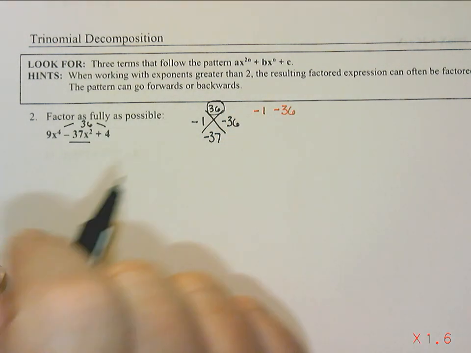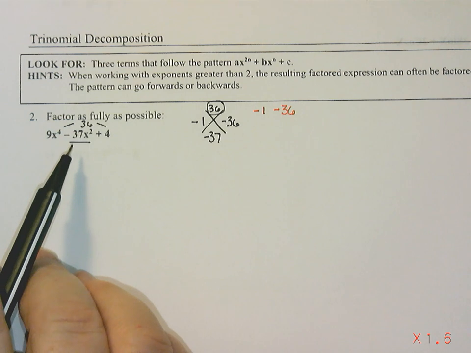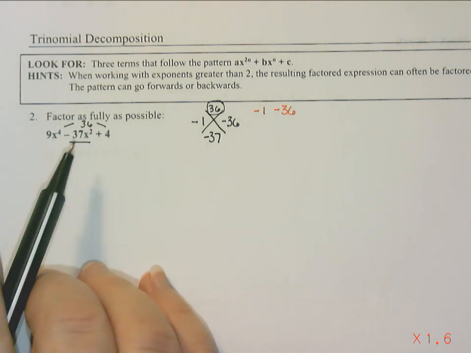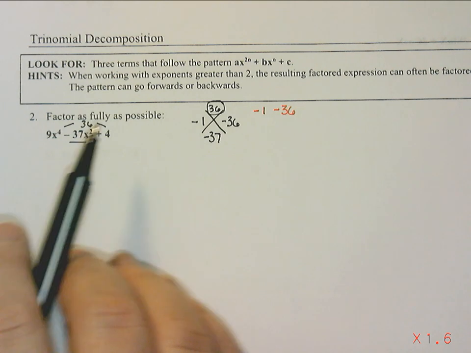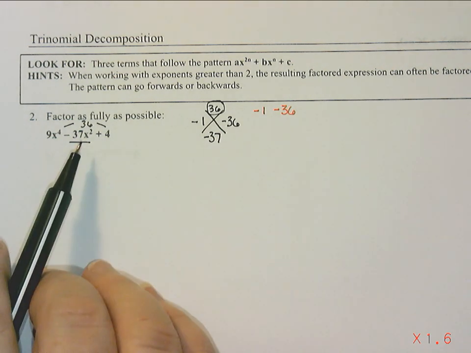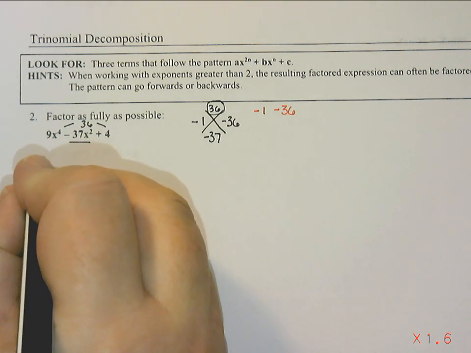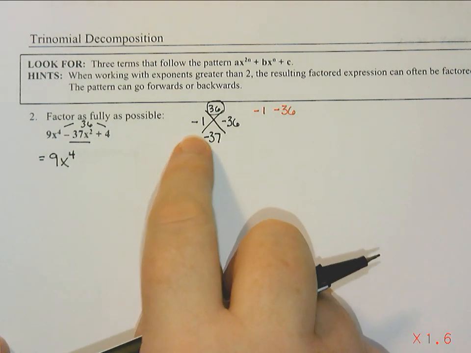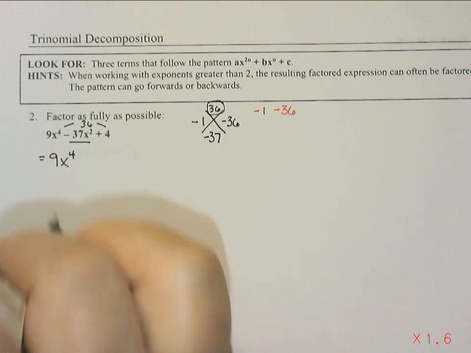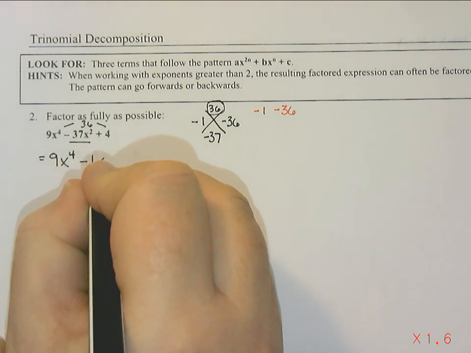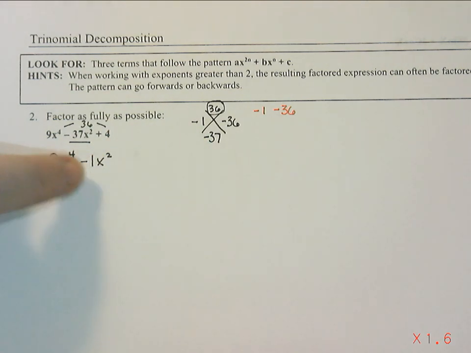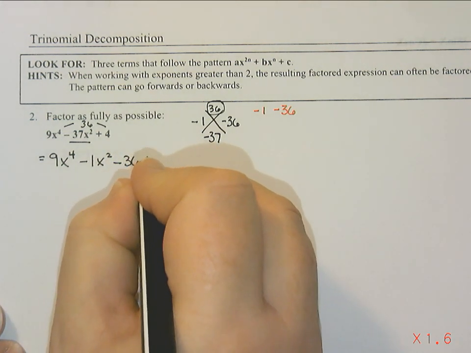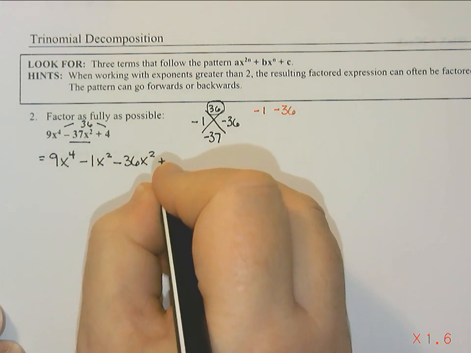All right, so we're going to take those 2 numbers and replace the negative 37x squared with a negative 1, the variable has to be the same, x squared, and a negative 36x squared. So this is 9x to the 4, and it doesn't matter which one I put first. I think I'm going to put the 1 first, so minus 1x squared. It has to match the variable part there. And then minus 36x squared, and then plus 4.